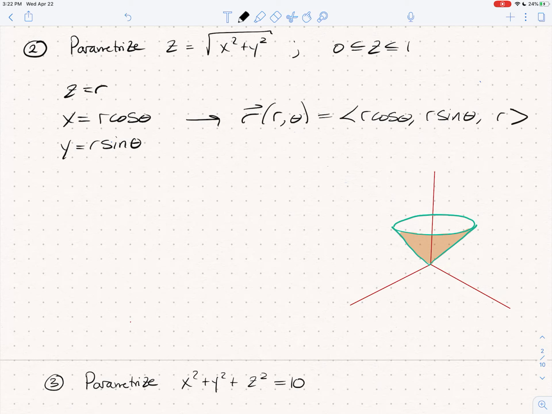And then I know my restrictions on everything. If z is between 0 and 1, that means I want r between 0 and 1. And of course, we want to go all the way around, so we want theta between 0 and 2 pi.